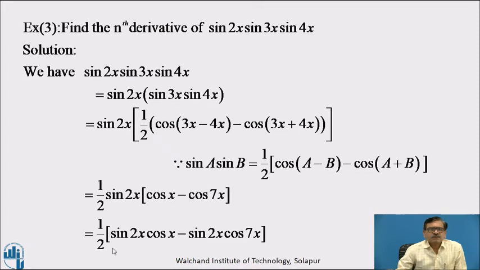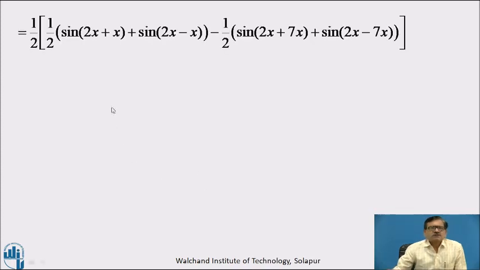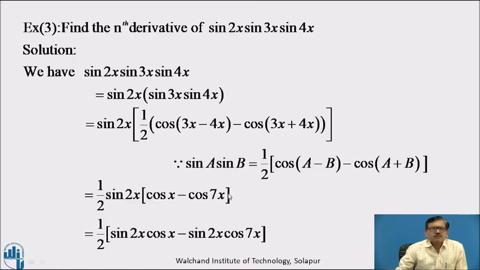And which is equal to, we can write 1 by 2 into bracket, multiplying this sin 2x inside, we get sin 2x into cos x minus sin 2x into cos 7x, which is equal to 1 by 2 into bracket, again using the trigonometric formula of sin A cos B, that is sin of 2x plus x plus sin of 2x minus x. See here we are using the formula of sin A cos B, that is 1 half of sin A plus B plus sin A minus B. Here A is 2x and B is x.